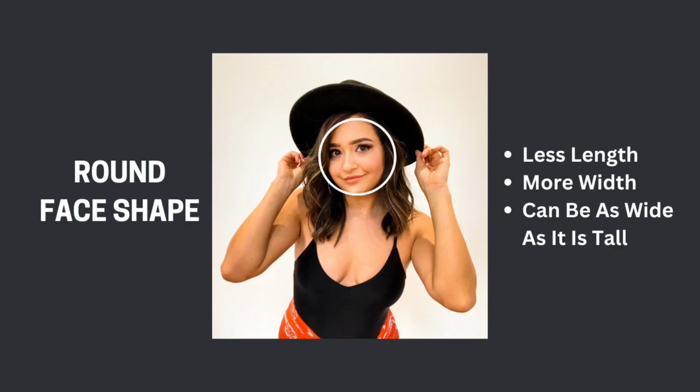Okay, moving on to the round face shape. A round face is typically characterized by having a little less length and more width on the sides. Sometimes round faces can even be the same length from top to bottom as they are from side to side. So ultimately, the goal for someone with a round face is to minimize the width on the sides and create more length in the front.